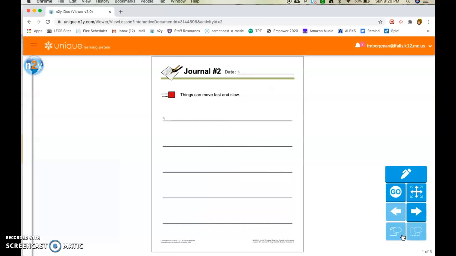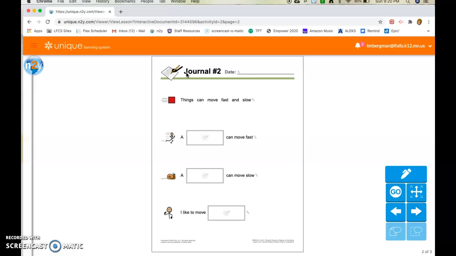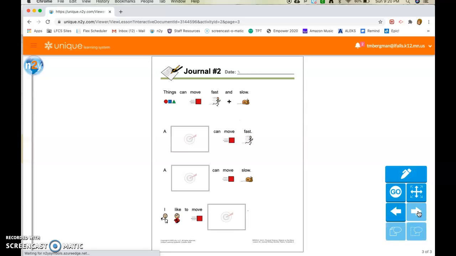There are a couple different versions of this journal. So yours may look like this, and it says journal number 2, things can move fast and slow. Yours may look like this. Same thing, journal number 2, things can move fast and slow. Or yours may look like this. Journal number 2, things can move fast and slow. So notice each version has the same information on it, right? So we're still talking about things moving fast and moving slow. But some of them use some pictures and some of them use some words, and in one version, you have to come up with some of those sentences on your own.